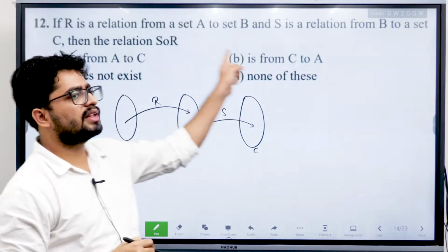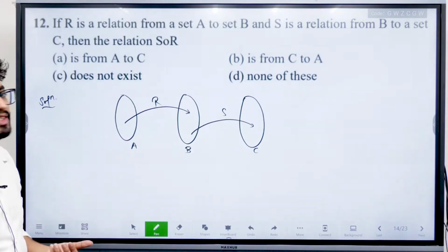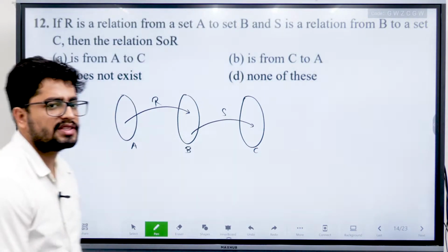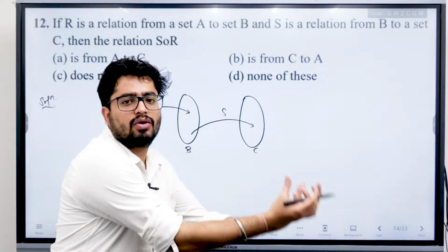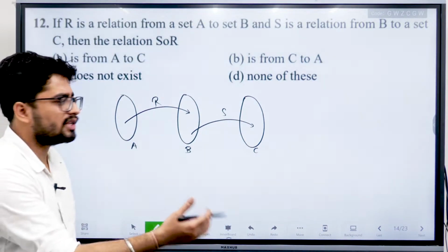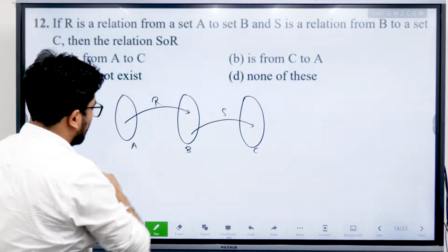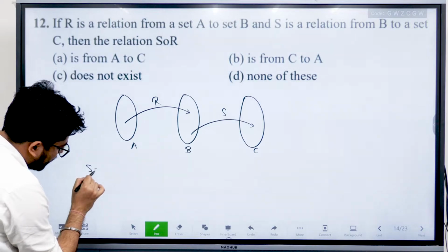Now you have to tell me what S∘R is. That's a relation from where to where? You have to basically find the domain set or the codomain, or you can say range set here. Actually that's not range, but okay. So S∘R, first of all, what does S∘R mean?